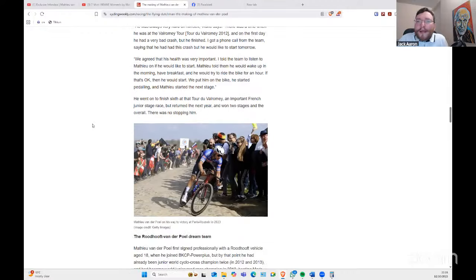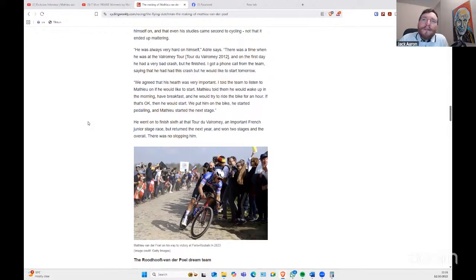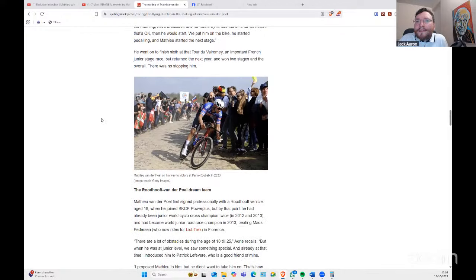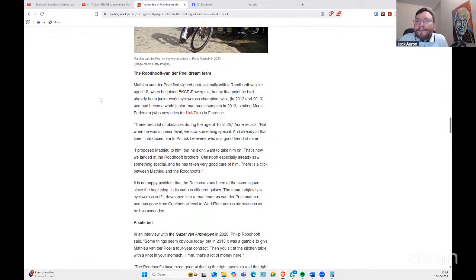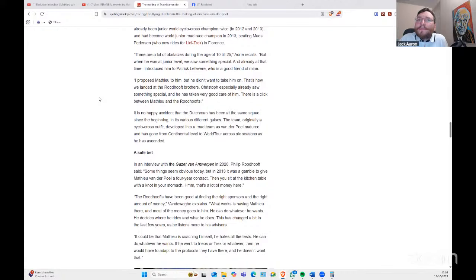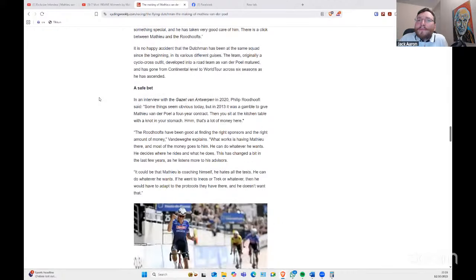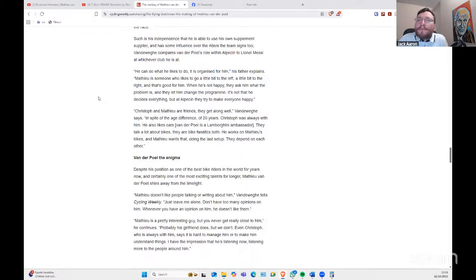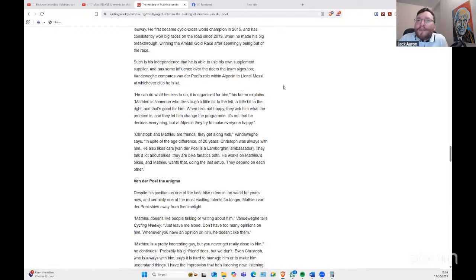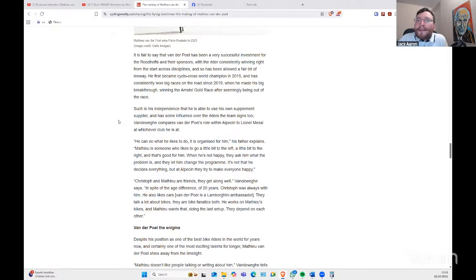There's a sense of quite tight-knit familial relationships here. Morning, had breakfast. We tried to ride the bike for an hour. If that's okay, then he would start, put on the bike, start pedaling, and start the next stage. There's no stopping him. Such as independence, if he's able to use his own supplement supplier, and some influence over the riders the team signals to.